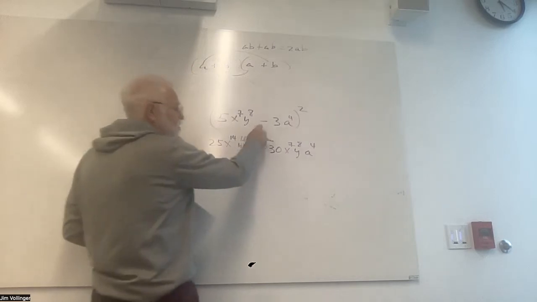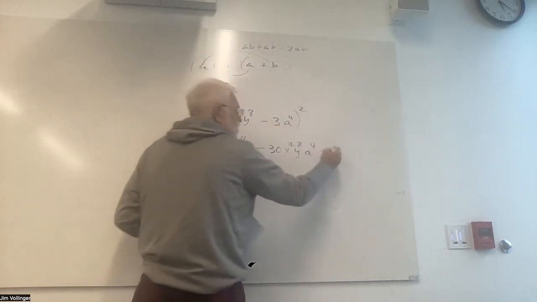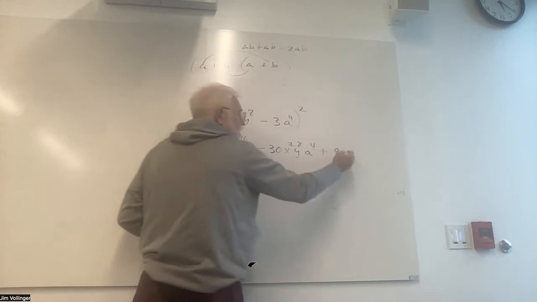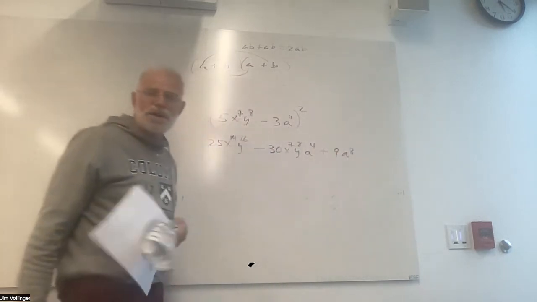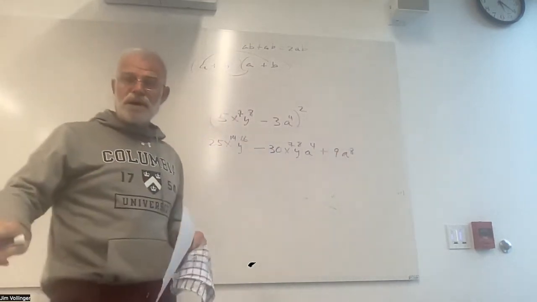All right, and then you got to square a negative, which is a positive. You got to square the 3, which is a 9. Then you got to square a to the 4th, a to the 8th, and that's going to be on every worksheet and every test every day until the end of the term.